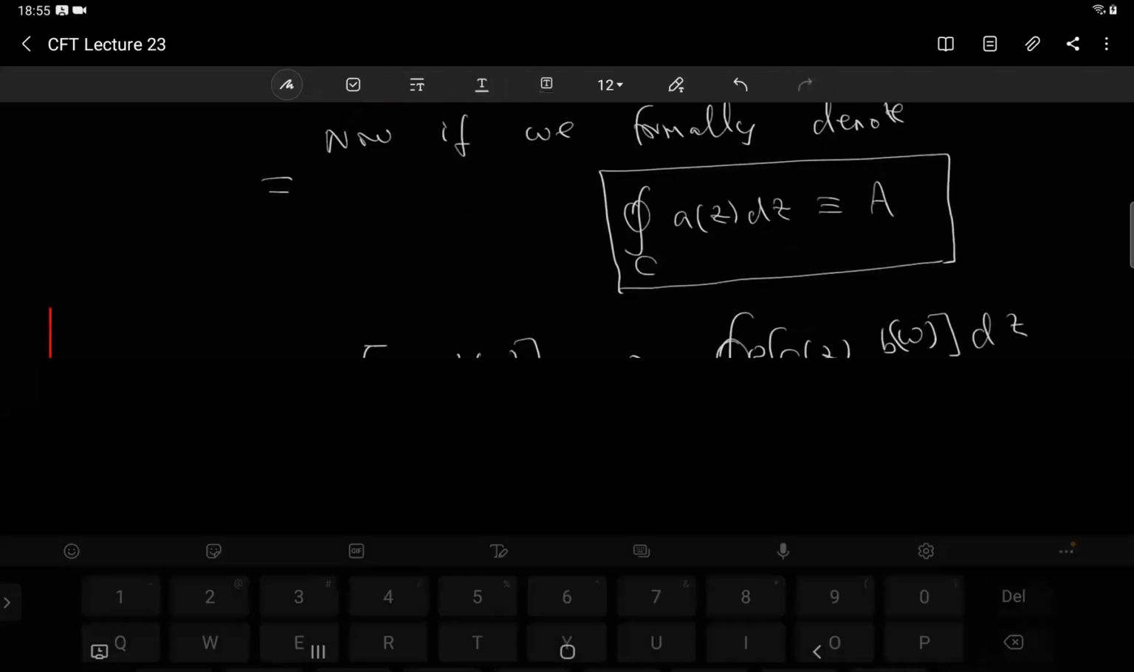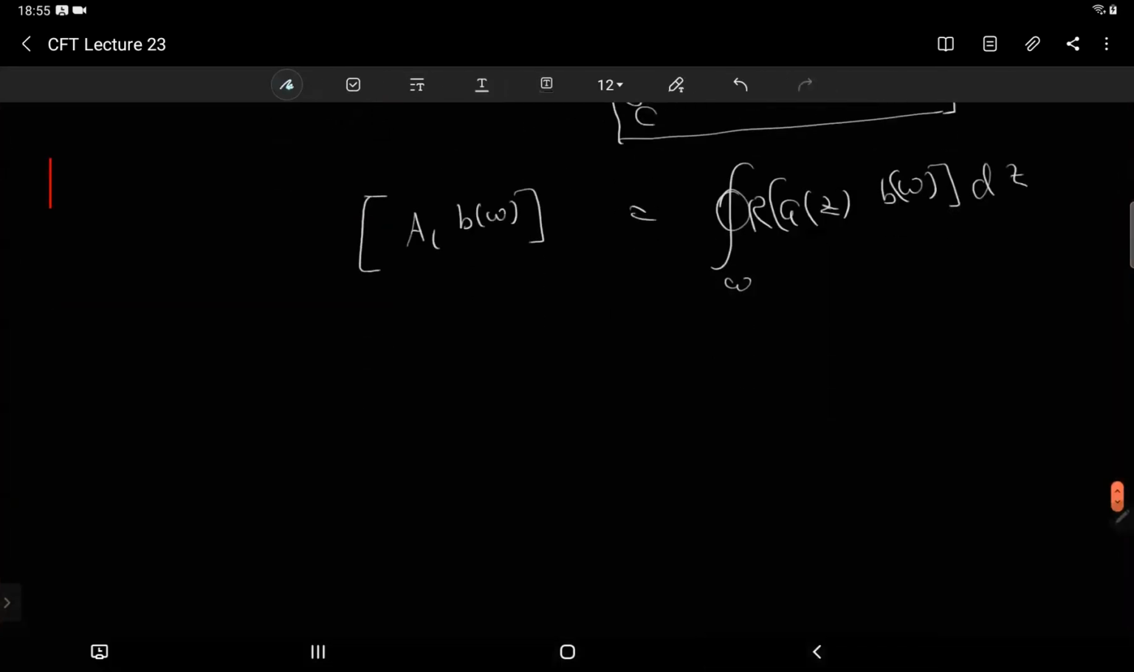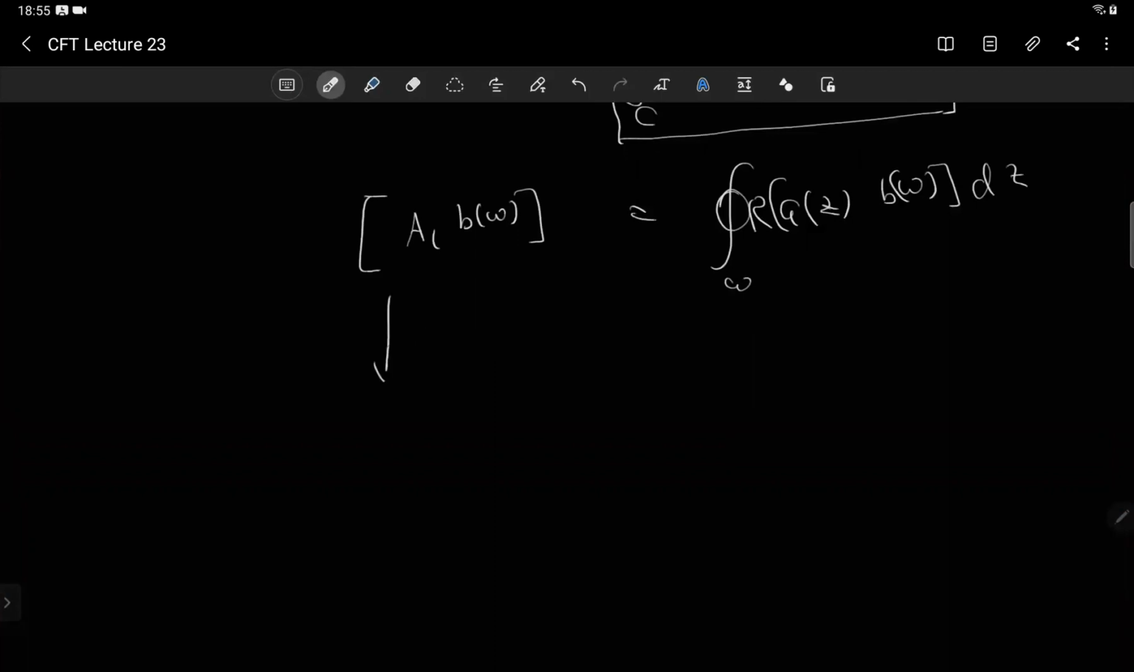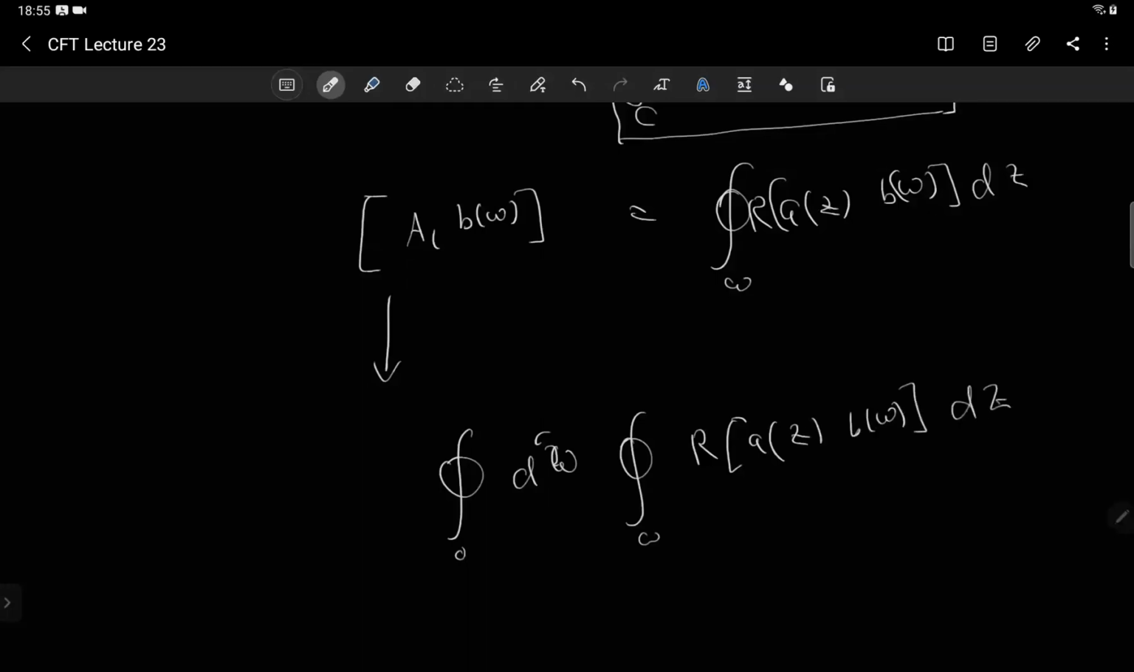Okay, and then it follows from here that if I now evaluate this object, the integral d omega of the radial ordered A(z) B(omega) dz, then this object by definition can be written as A comma B, where B is now formally this object B(omega) d omega.